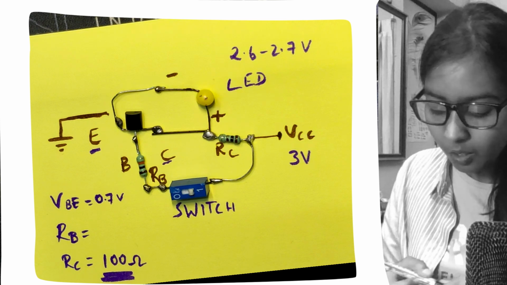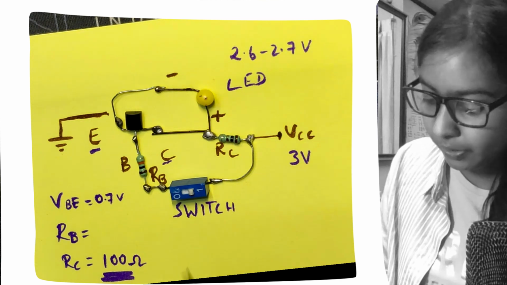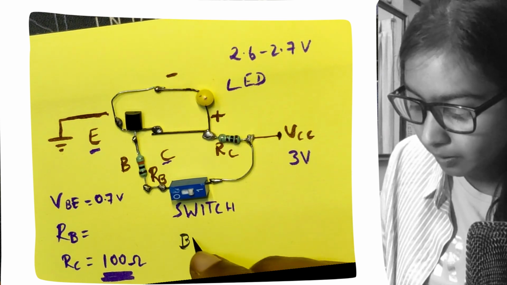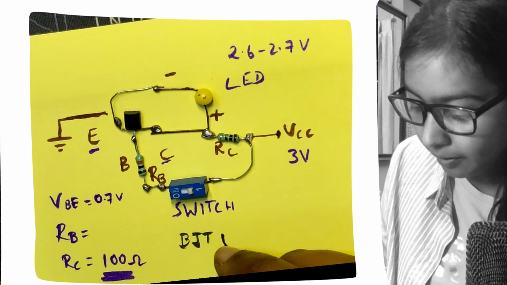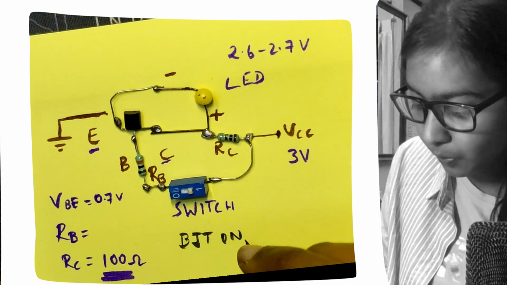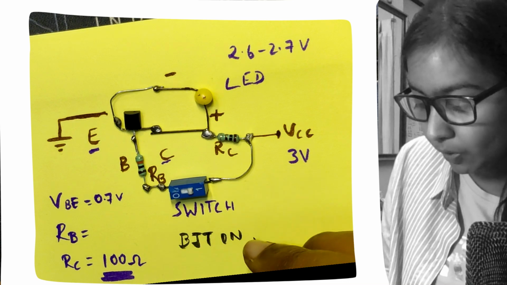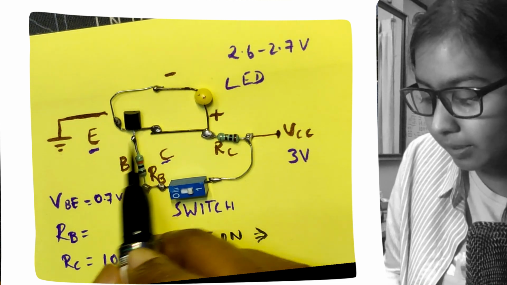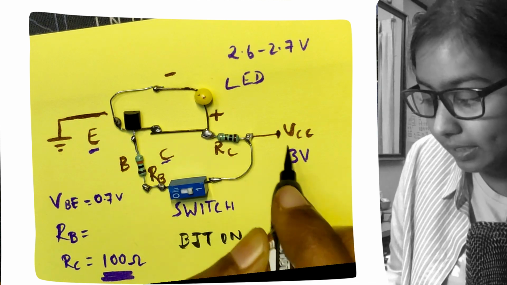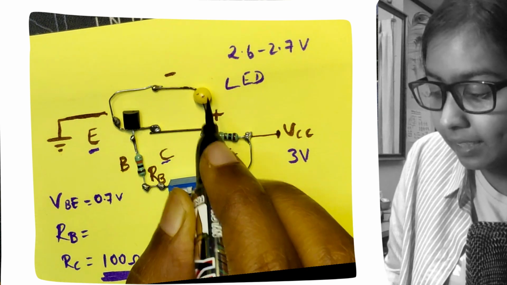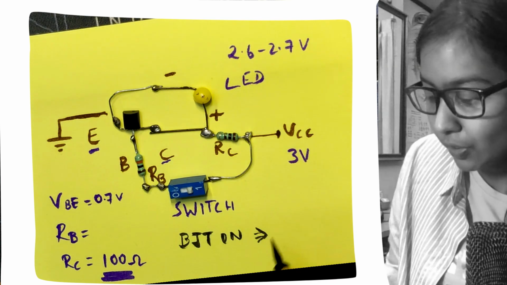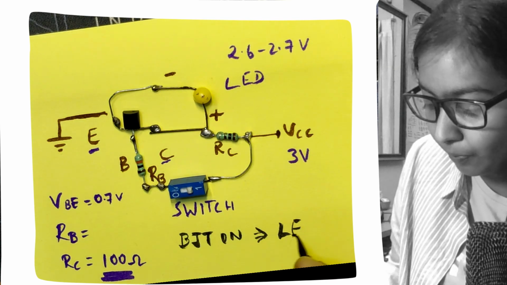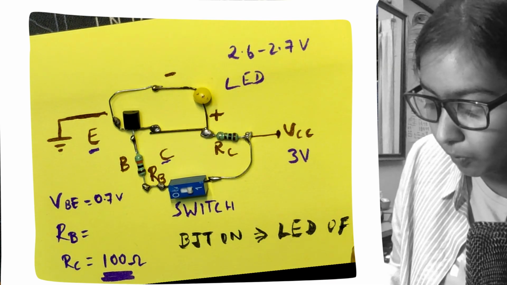Why? Because your BJT is on. When is the BJT on? Whenever our switch is on. When the switch is on, the BJT is on. So at that time, emitter and collector are shorted, so all the current flows through this path and nothing flows through the LED. So that is why the LED will be off.